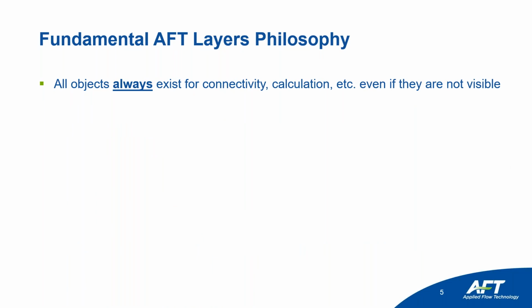So what is the philosophy? I'm trying to explain the philosophy so when you use the latest version, it will be easy for you to use layers. So first, all objects exist for connectivity calculations, even if they're not visible. So if you're not showing it in the workspace, it doesn't mean it has been erased. It only means that you're not showing it in your layers.